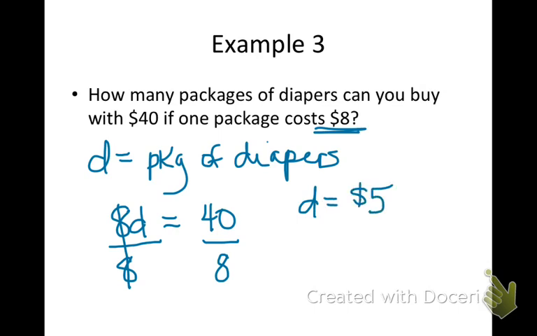And remember to use your labels. Check your work. 8 times 5 has to equal 40 for this to be true. Since it is 40, we know that we did the right thing.